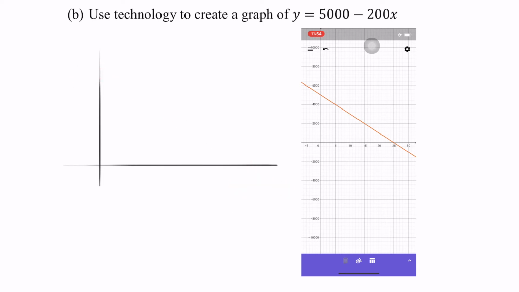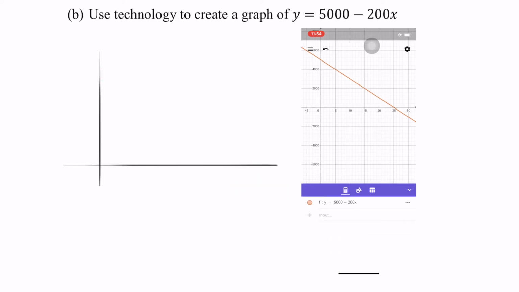What's nice is I can go to my calculator. I hit the calculator icon, special points, and look at that. I know that I have a root at (25, 0). So I'm going to go 5, 10, 15, 20, 25. And here is a root at (25, 0). That's the x-intercept.